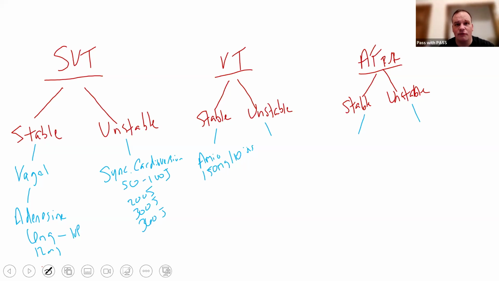So that is stable VTAC. Amiodarone, 150 milligrams over 10 minutes. We're going to try to convert those patients out of that rhythm. Now let's talk about unstable VTAC.